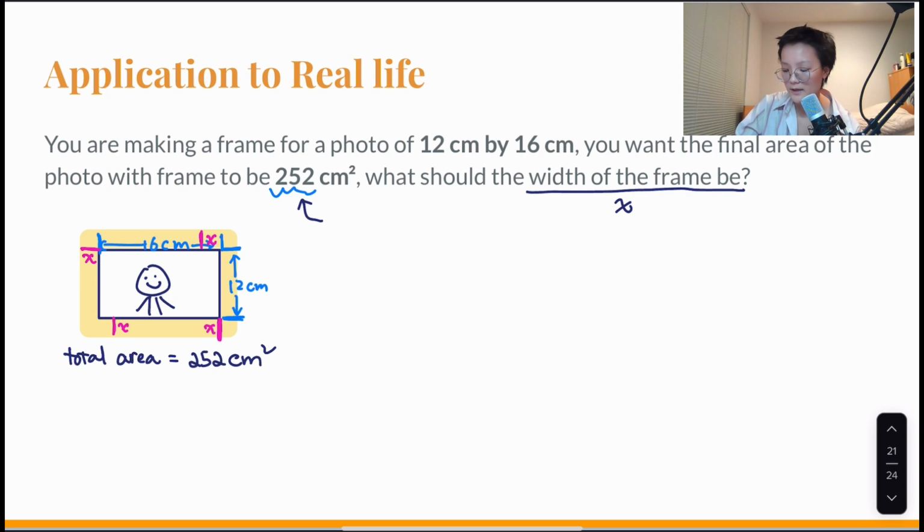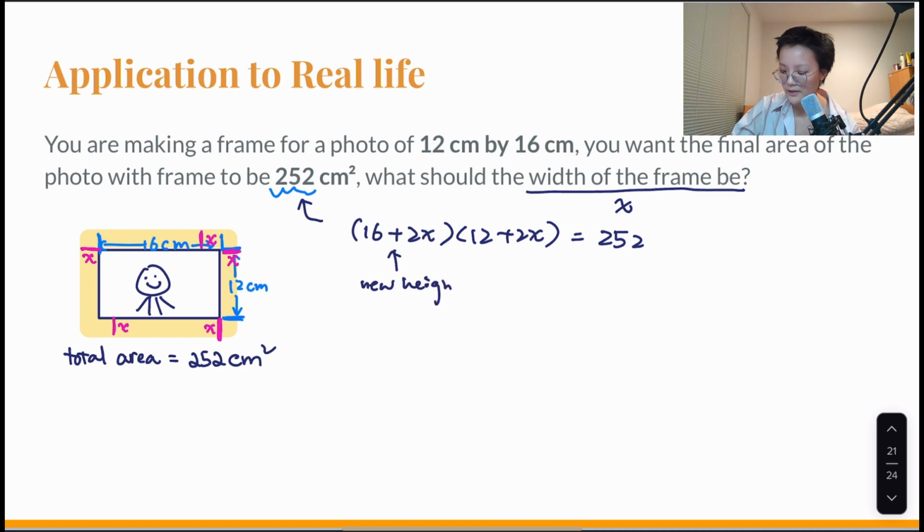You may find that the new width of this photo frame is 16 plus 2x. The height is 12 plus 2x, because we have one extra x on each side and one extra x on top and one extra x on the bottom. So this is the new area of this photo frame. This is the new height. Okay, so this is again a question to solve a quadratic equation.